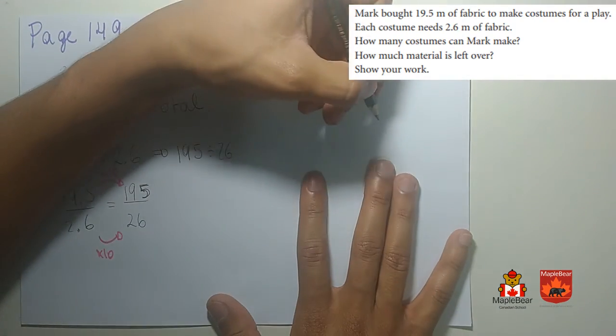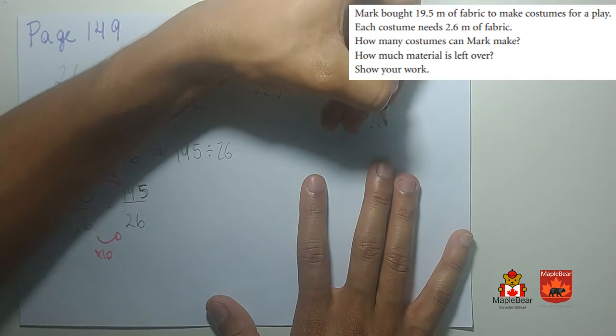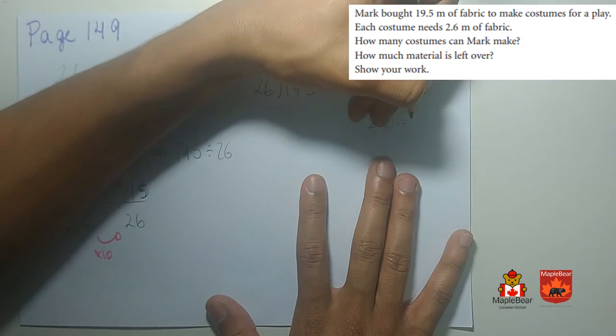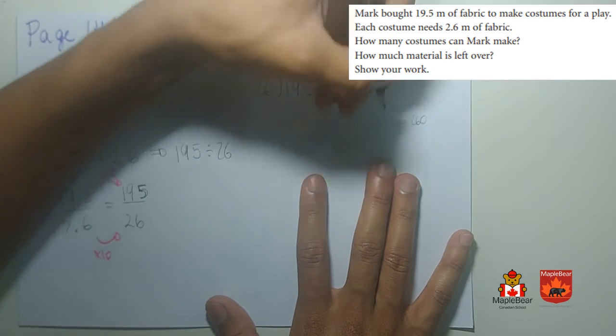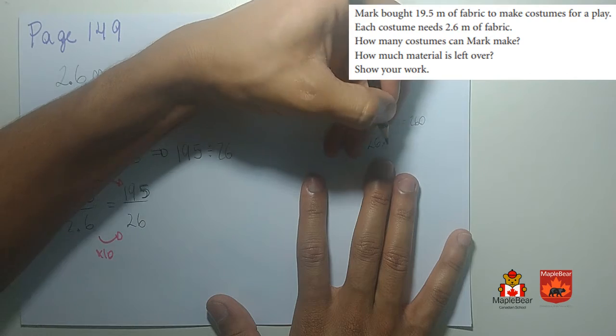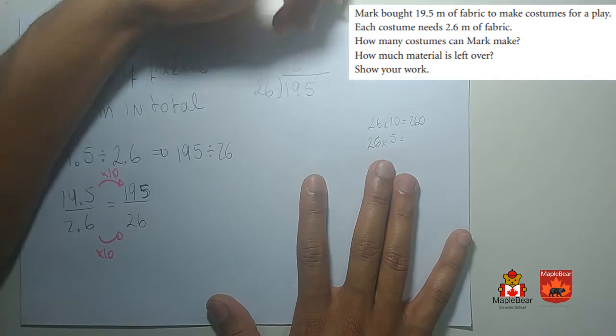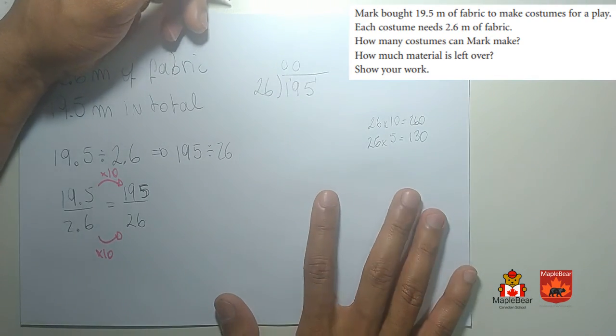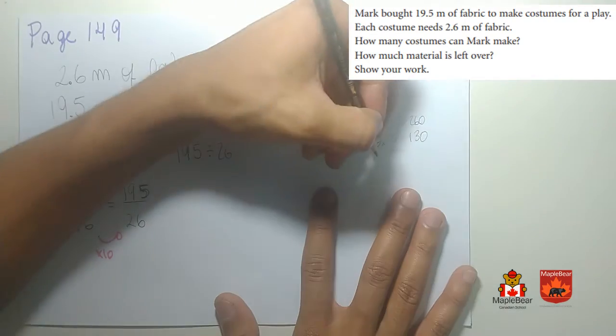So let's do our calculations here on the side. 26 times 10 is too far, because it will be 260. But can I calculate 26 times 5? 26 times 5 is going to be equal to 130. Okay, getting better.